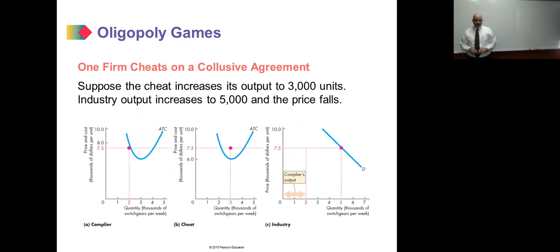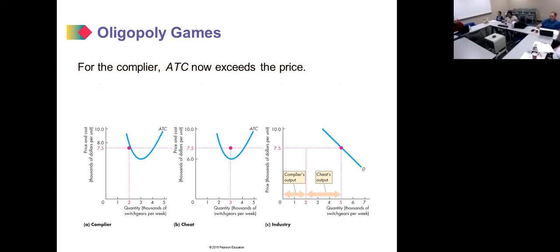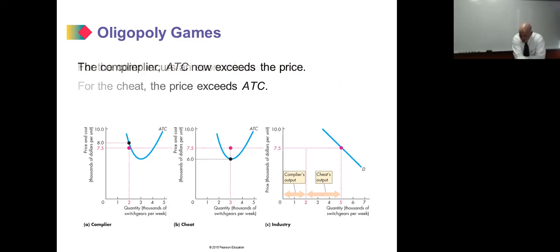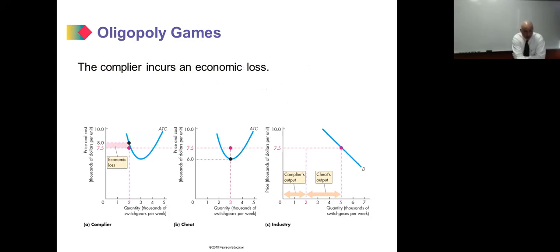Now, suppose the cheat increases output. Let's assume they increase it up to 3,000 units. Industry output is going to increase to 5,000 and the price is going to fall. For the cheat, the price exceeds the average total cost. And the complier, the one who stuck with the agreement, is going to bear the economic loss.